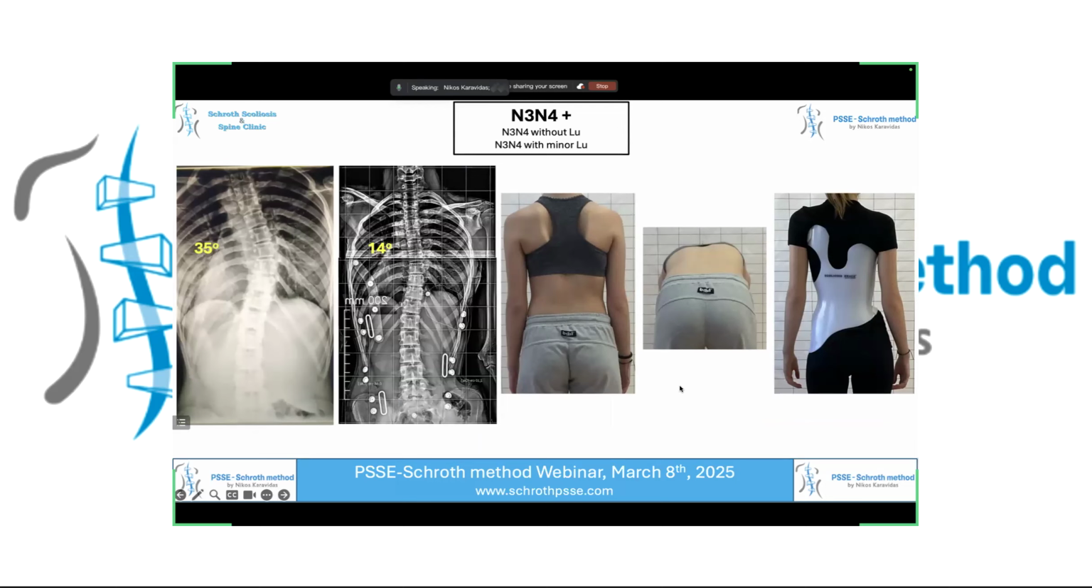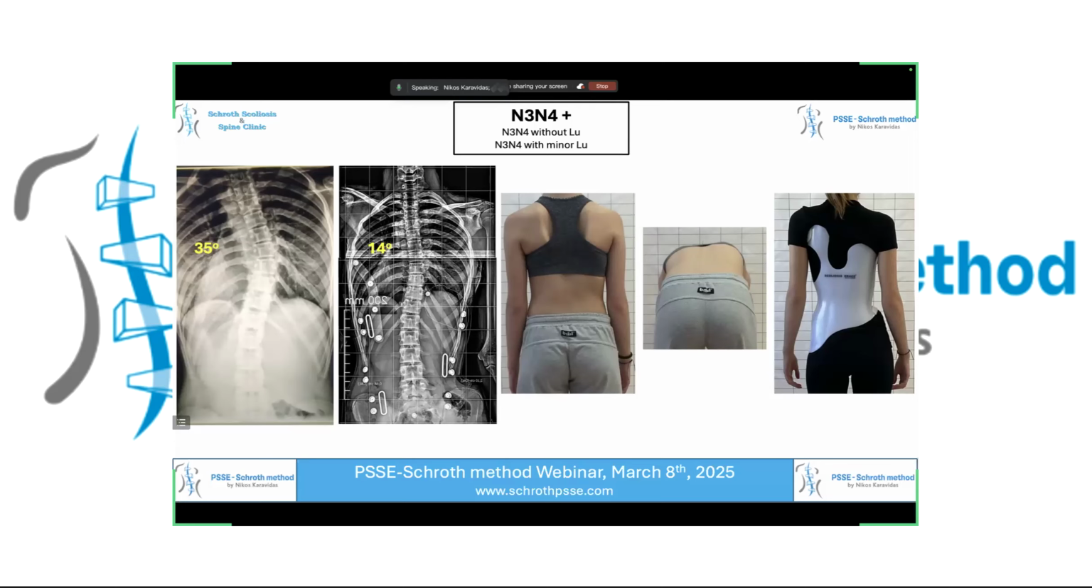Norm 3, Norm 4 plus. This is a curve type with the pelvis balanced and a major thoracic curve. In this case, we had 35 degrees of thoracic, and you see that in the brace, we got a very nice reduction going down to 14 degrees without affecting in a negative way the lumbar.